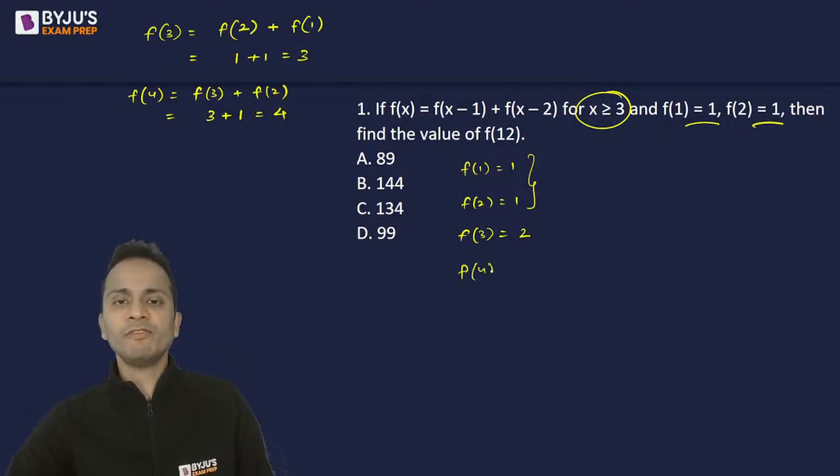F of 4, again we have already seen, is equal to the sum of the previous two values. 1 plus 2 is equal to 3.